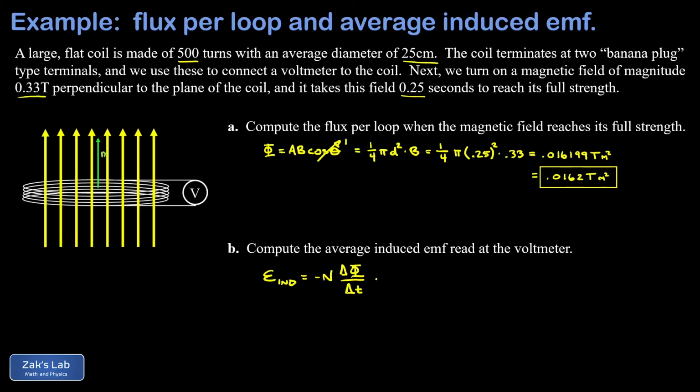So delta phi over delta t is the rate of change in the flux and N is the number of turns in the coil. The minus sign indicates that the direction of induced EMF is to oppose the change in magnetic flux. All we really need here is the magnitude of the average induced EMF. So we're ignoring the minus sign. And we have 500 turns. And the change in flux for a single coil we just computed as 0.0162 Tesla meters squared. And the time it took for this magnetic field to turn on was given as 0.25 seconds. When we run the numbers on this, we get 32.4 volts for the average induced EMF, and we're done.